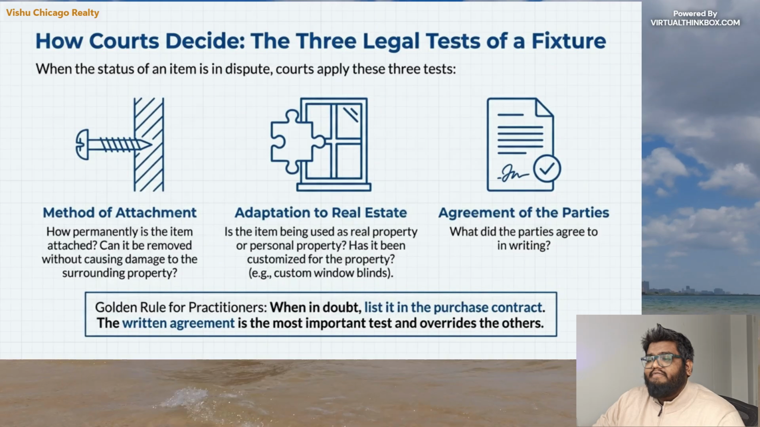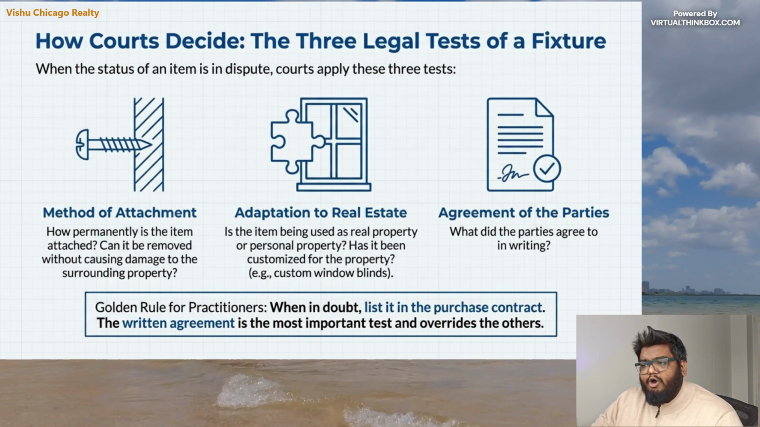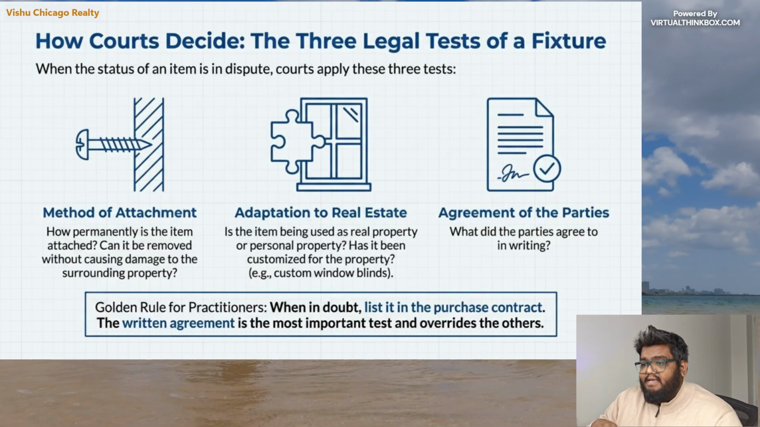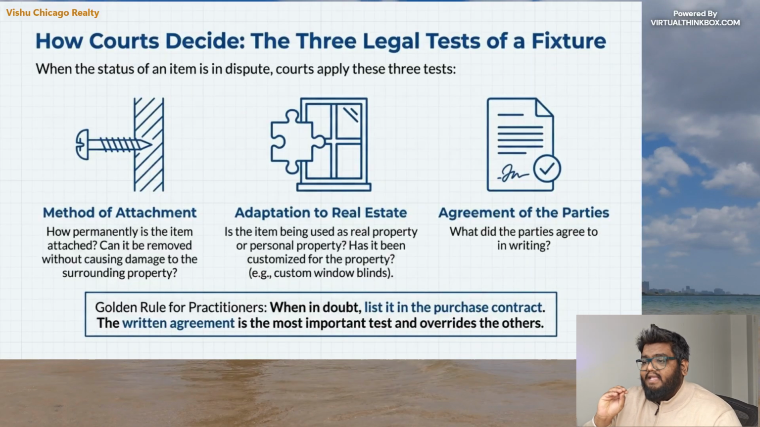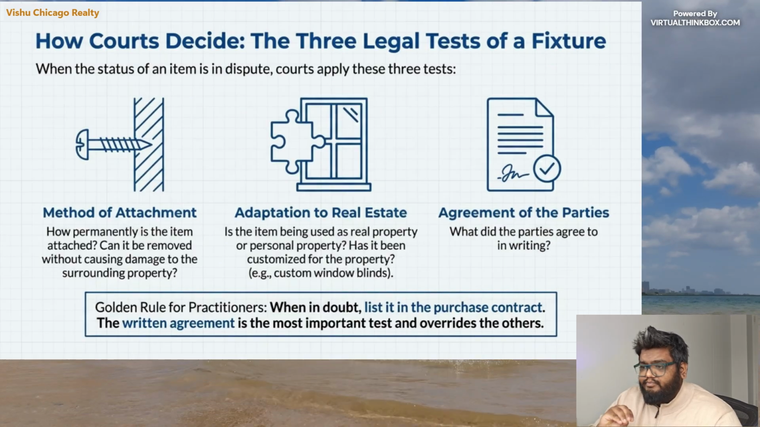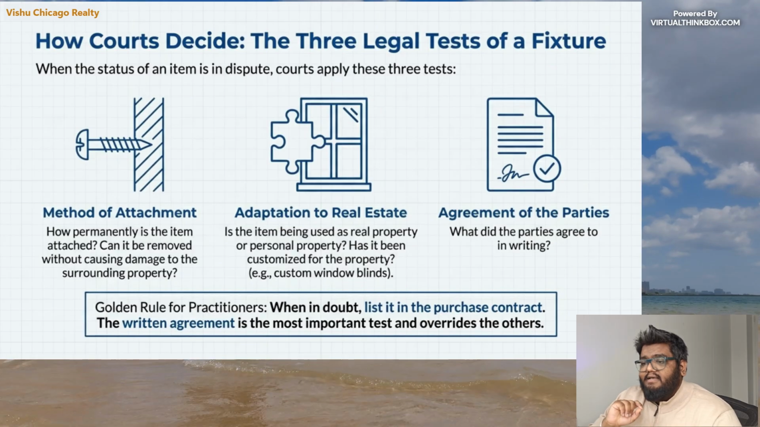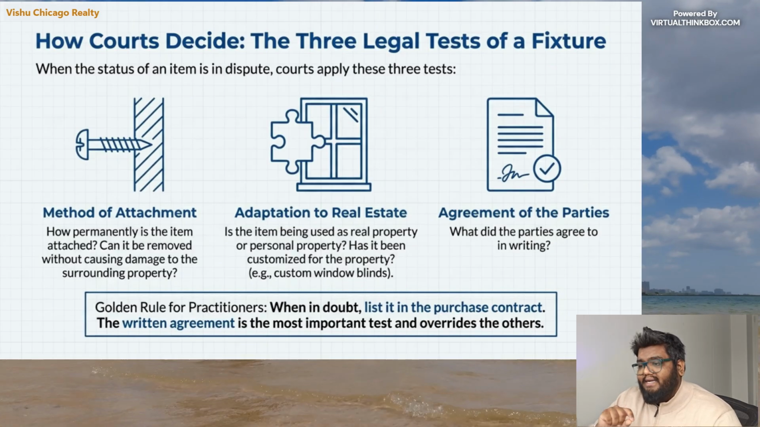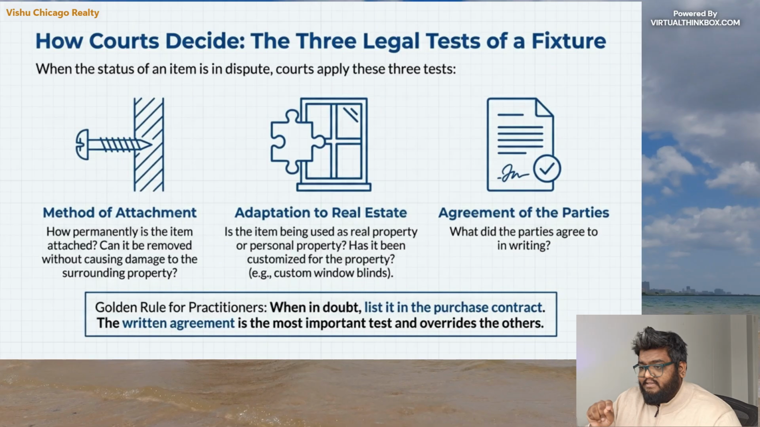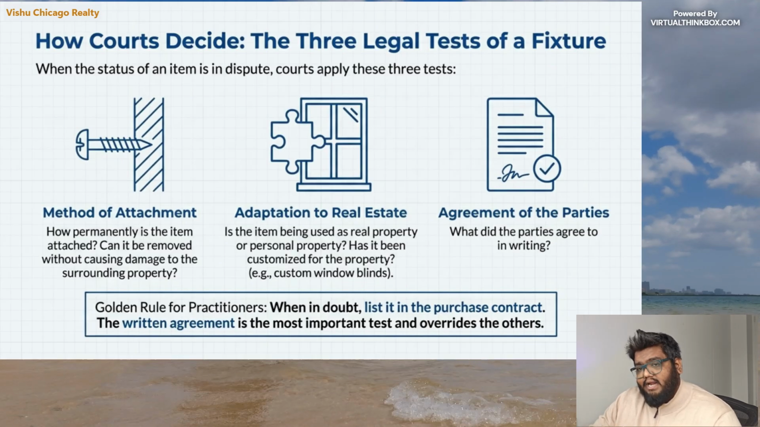When the status of an item is disputed, courts apply three tests. First is the method of attachment, how permanently the item is attached. Second is the adaptation, where the item is specifically adapted to the property. Third is the agreement of the parties. The written agreement is the most important test and overrides the others. When in doubt, list the items in the purchase contract.